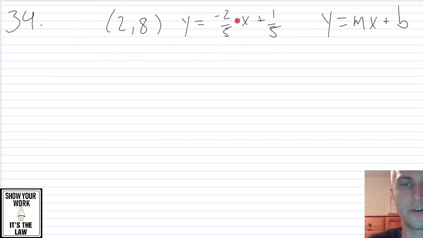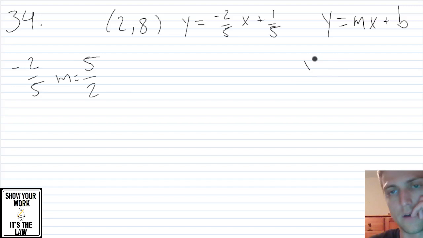So how do we know if two lines are perpendicular? If their two slopes multiply together to get negative 1. Another way of saying that is the negative reciprocal. So we have negative 2 over 5 as the slope. What's the negative reciprocal? We flip it and flip the sign. Negative turns into positive. So the slope we will be using is 5 over 2.